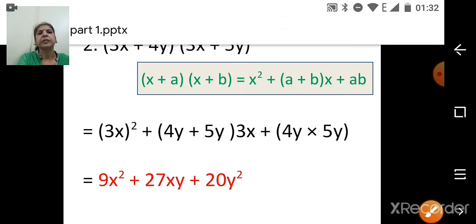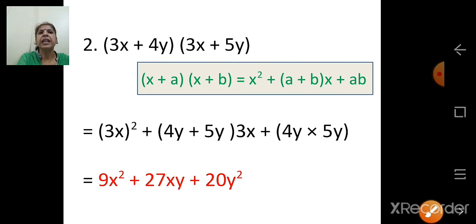Now next, it is 3x plus 4y, the whole bracket, multiplied by 3x plus 5y.